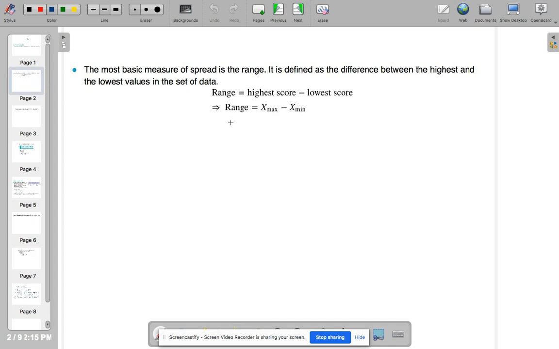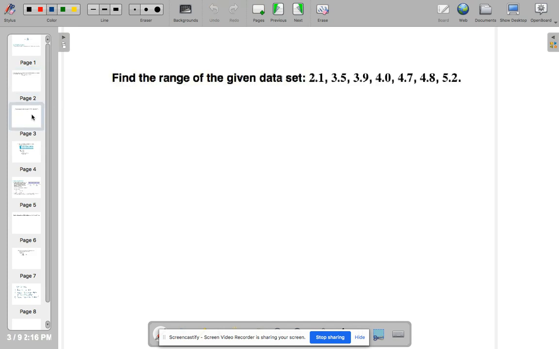One of the most basic measures is called the range. The range is simply the highest score minus the lowest score. Highest score minus lowest score. So in this set of data, our lowest score is 2.1, our highest score is 5.2. So the range would equal 5.2 minus 2.1 equals 3.1. Highest minus lowest.